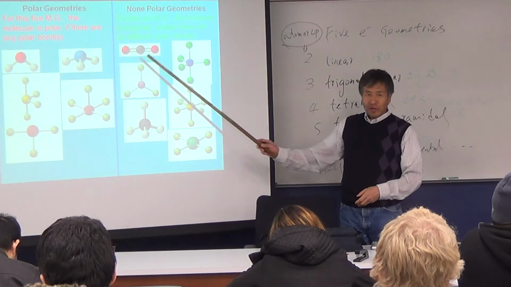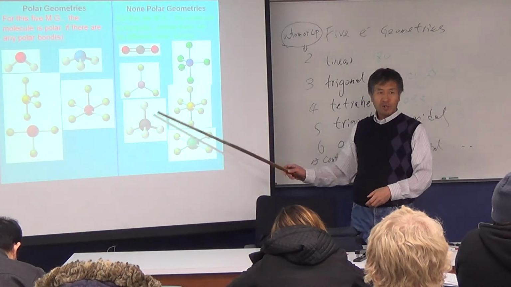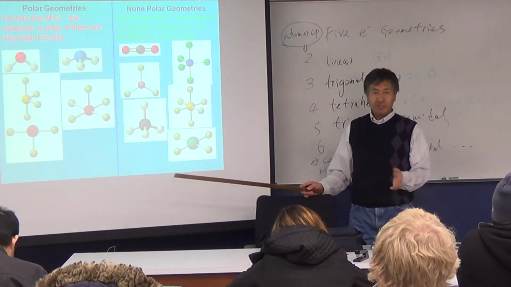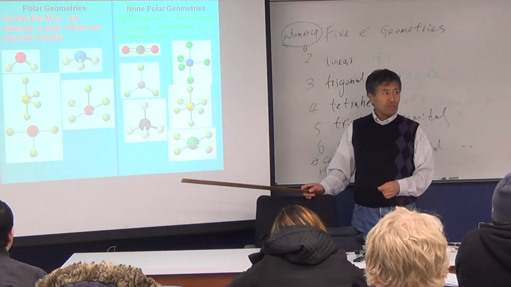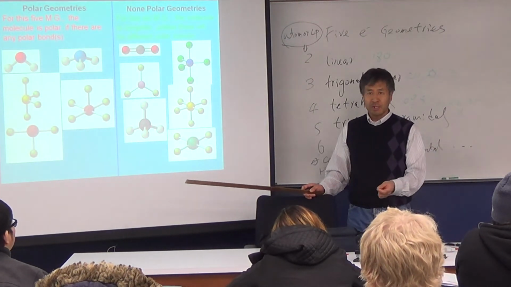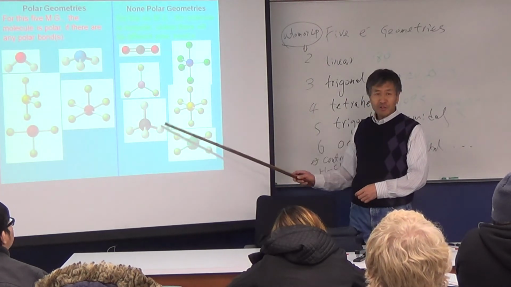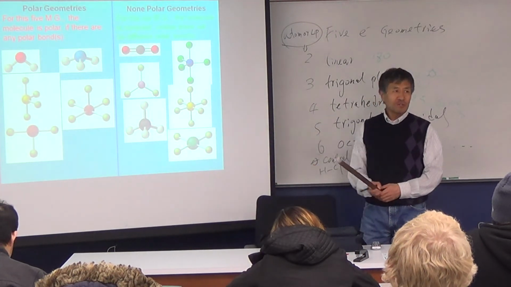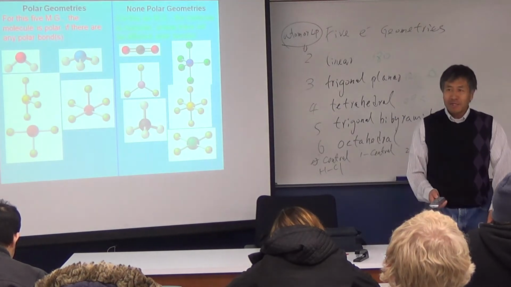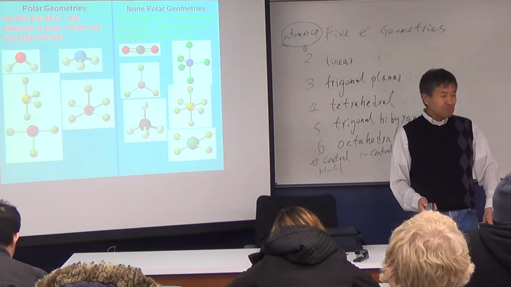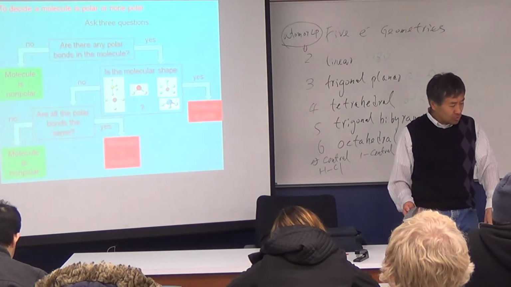If some of them are polar bonds and some are not, then obviously you have different bonds. The polar and the non-polar are different. So you have a different polar bond in this geometry, and that's the only possibility to make them polar. I think that's probably the easy way to solve the problem.